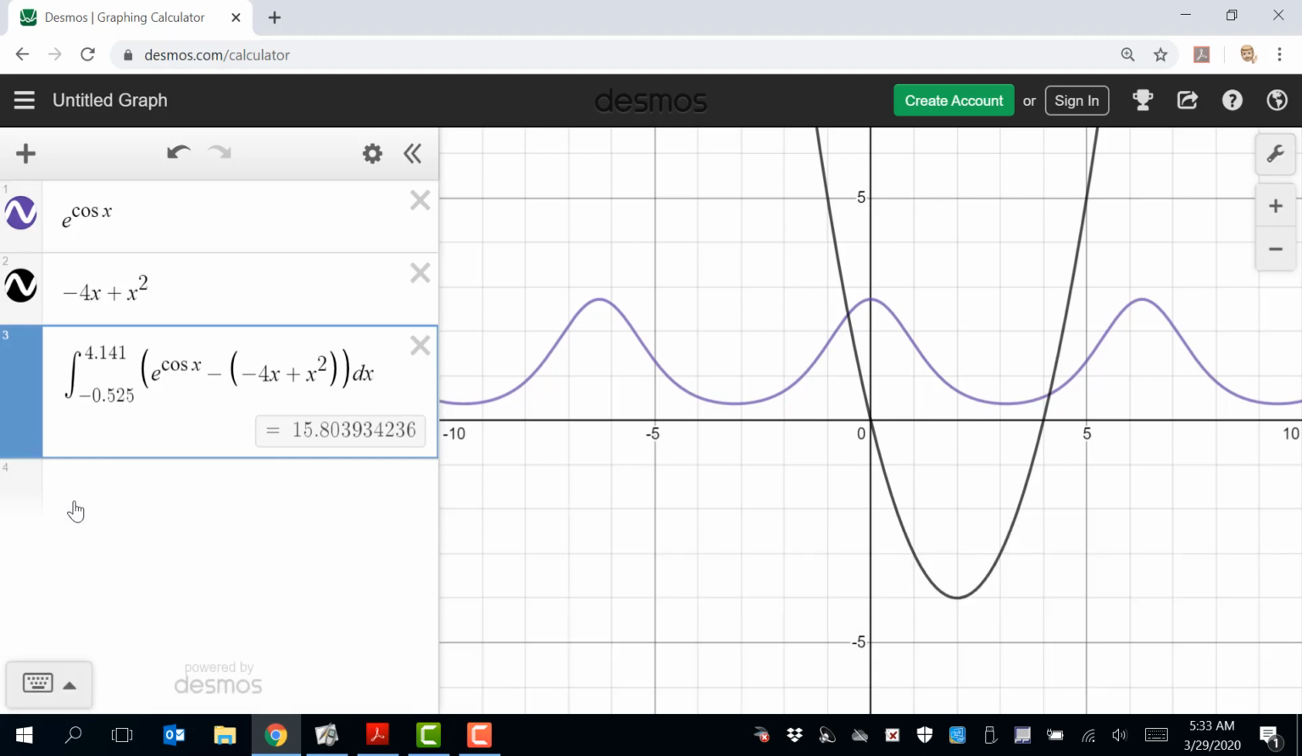So people, that's it. That is how you use technology to help you evaluate the area between two curves. I hope this was helpful, and I'll see you next time.